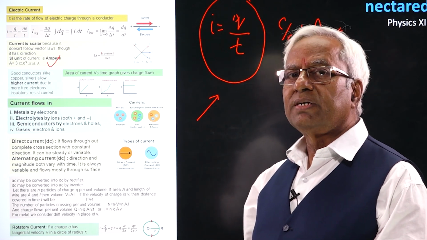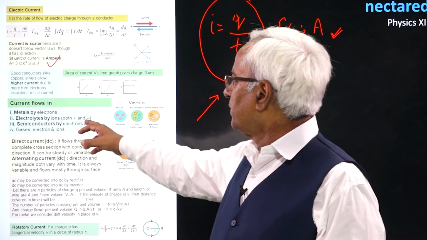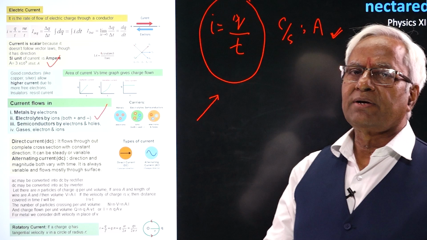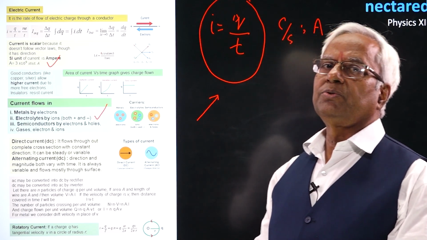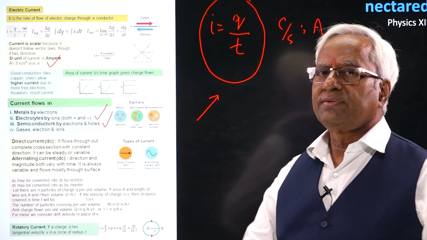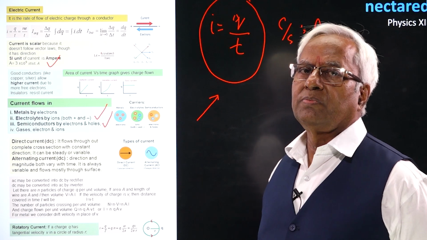Current flows in the metals by the free electrons, in the electrolytes by positive and negative ions. In semiconductors, you see electrons and holes are created, both are responsible for the conductivity, whereas in the case of gases, electrons and ions both are responsible.